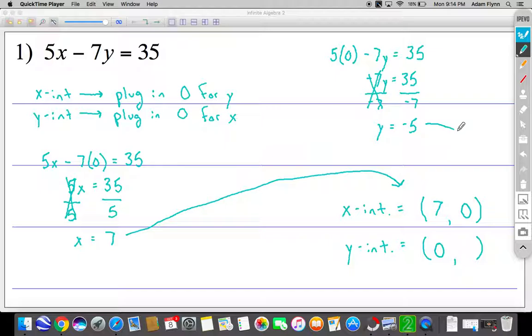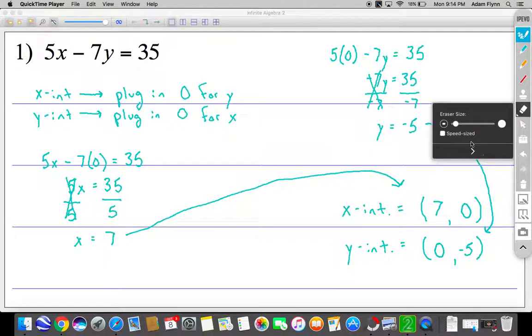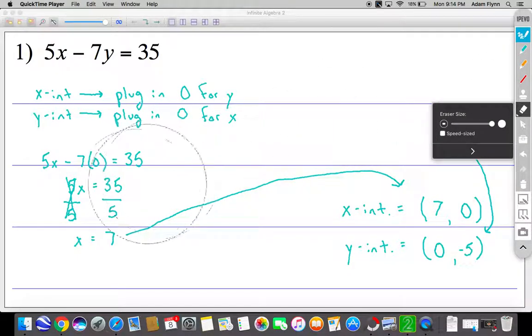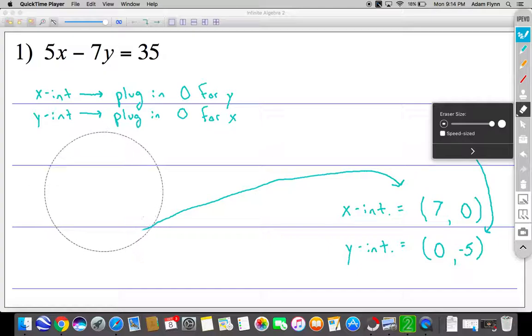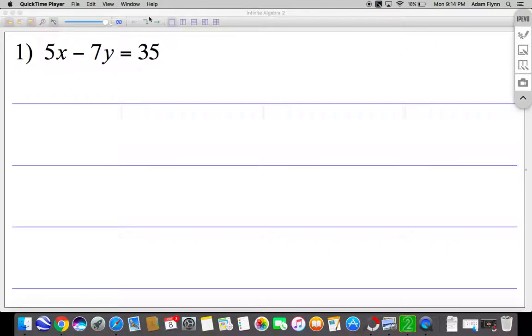So this negative 5 is what I will plug in for my y down here. So this line crosses the y-axis at the point 0, negative 5. So this is what I would be looking for down here. Okay? So let me erase here. And I'll move on to the next problem. Again, you can always pause the video if you need more time.